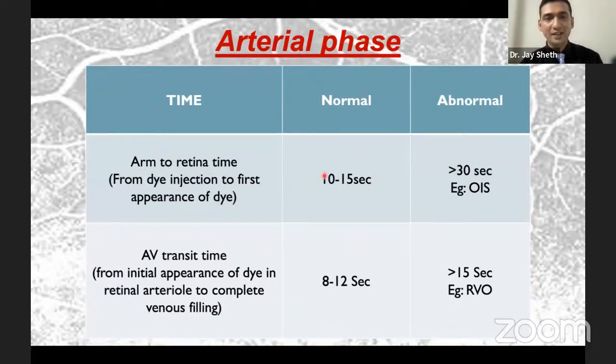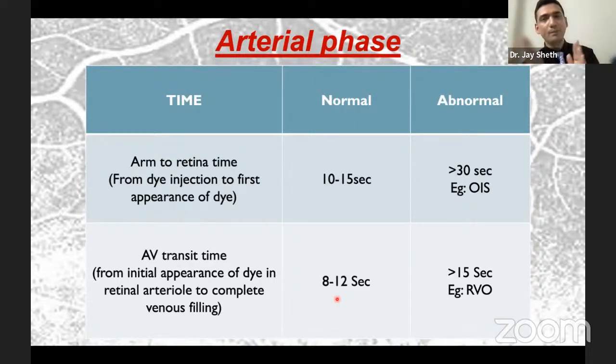Any increase in the arm to retina time of more than 30 seconds can be pathological, including conditions like ocular ischemic syndrome. At the same time, we also look at the arterial to venous transit time. Once the blood enters the arteries, within how much time is it entering the veins? That transit time is usually 8 to 12 seconds. If it is delayed by more than 15 seconds, that means the blood is entering the arteries, but it is not entering the veins.